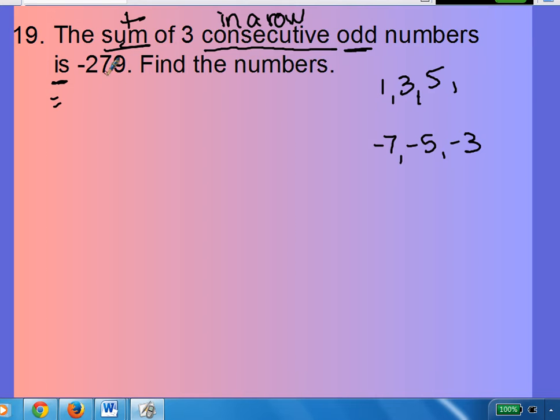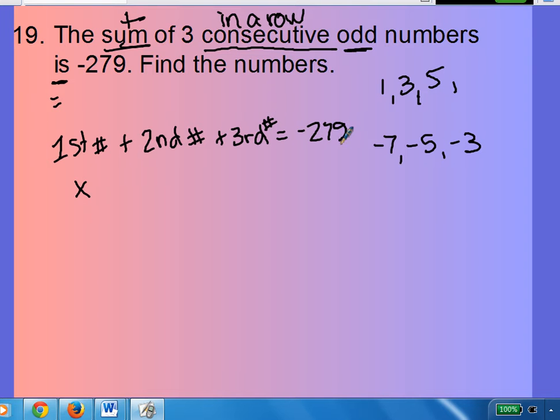Now, what we're doing is we're adding 3 consecutive numbers and getting, the word is means equals, negative 279. So we have to remember that when we're doing consecutive numbers, what we don't know is what the first number is. So we do the first number plus the second number plus the third number is equal to negative 279.